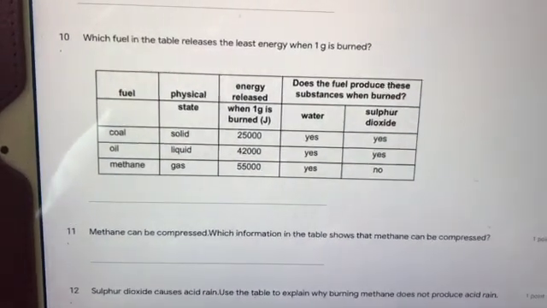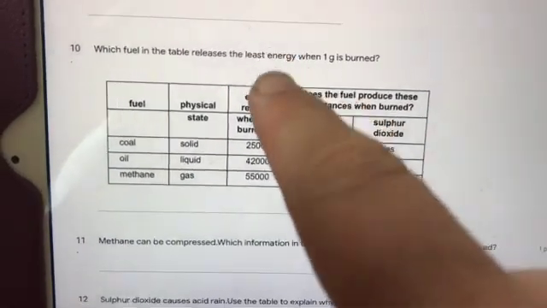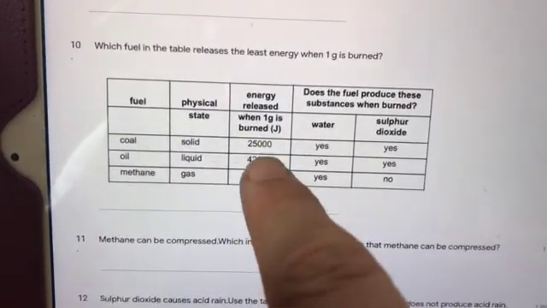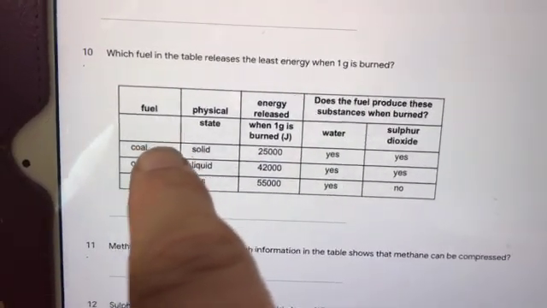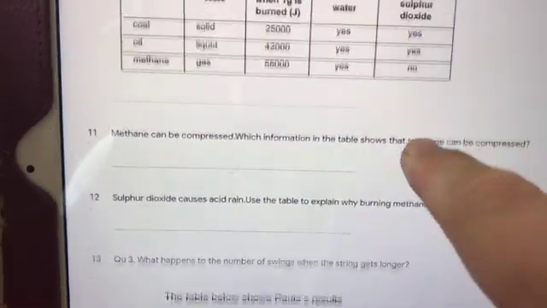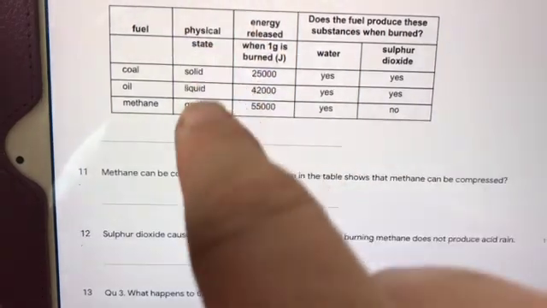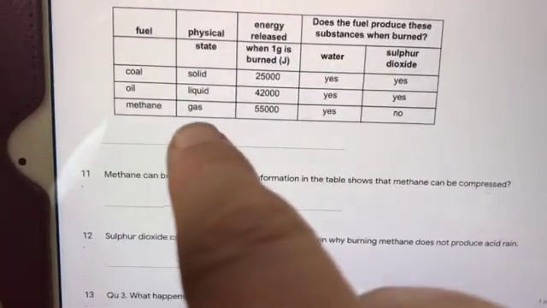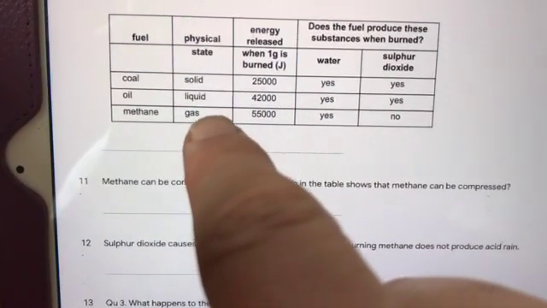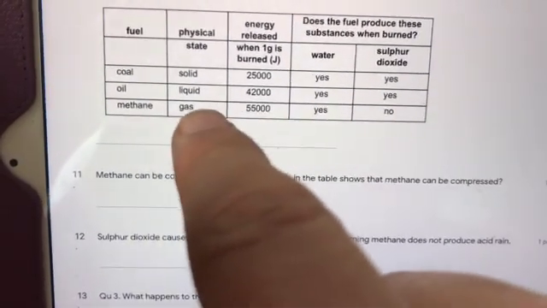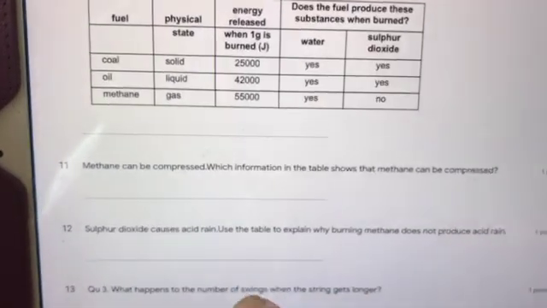Which fuel releases the least energy? Well, if we look at the amount of energy released and the types of fuels, we can see the smallest number there is 25,000, which belongs to coal. Methane can be compressed. How do we know that? Well, if you look here in the table, we've got the physical state, and it says methane is a gas. Gases are the only state of matter which can be compressed. So we know that methane can be compressed because it is a gas.